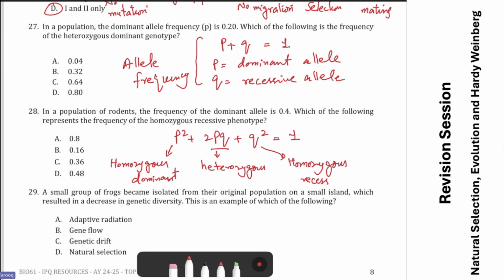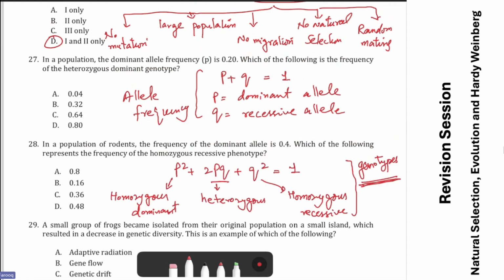You use this equation when you want to find the genotypes, like P square, like 2PQ, and like Q square. So then you use only these equations. But ultimately, for this equation, you need the first equation also. So if you want to find P square, you must find P, and P you can find from the first equation.